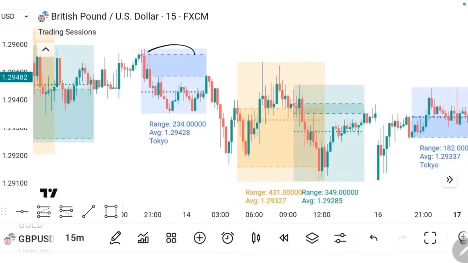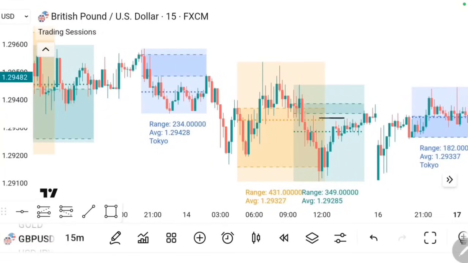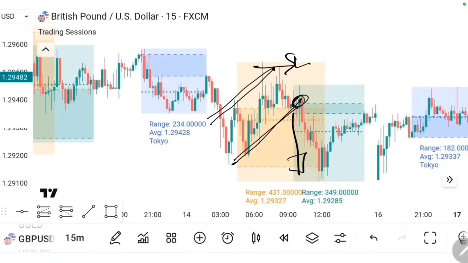Let's look at another example. You can see this example as well. This is the Asian session, this is the London, and this is the New York. Before the New York session opens, you identify a flag created during the London session. Your stop loss is somewhere around here, this is your entry, and you trade the market down. You see how this worked out so perfectly.